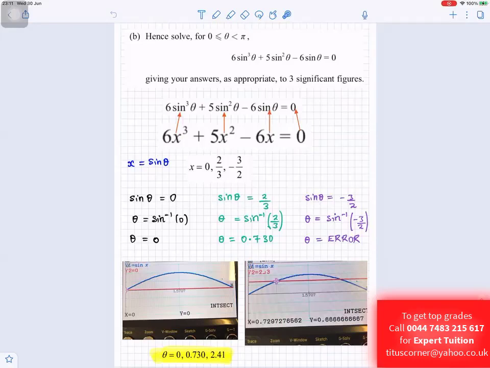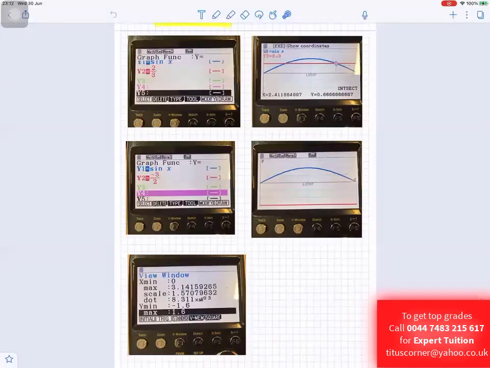So you have the curve, that's where they meet there, 0.730 is that point there. And then the other one where theta is equal to 0 is there. So that's how you check your answers with the calculator. You plot the graph of y equals sine x and y equals 2 over 3.